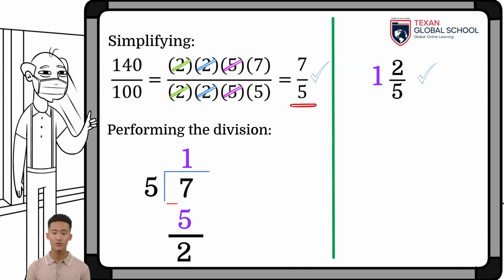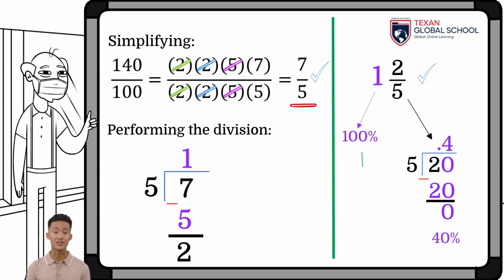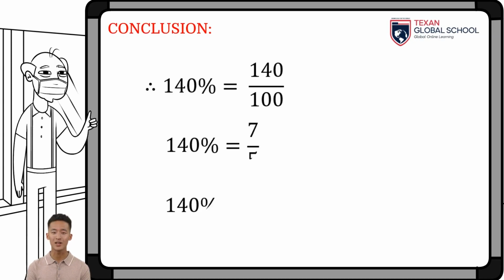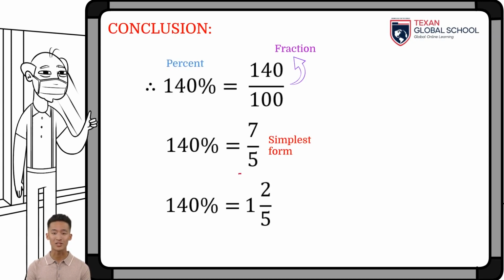1 whole, 2/5. By analyzing this number, the integer represents 100%. And if we divide the 2/5, we get 0.4, which is the other 40%. Both added result in the original 140%. In conclusion, 140% can be represented as 140 out of 100, 7/5, 1 whole 2/5, or 1.4.